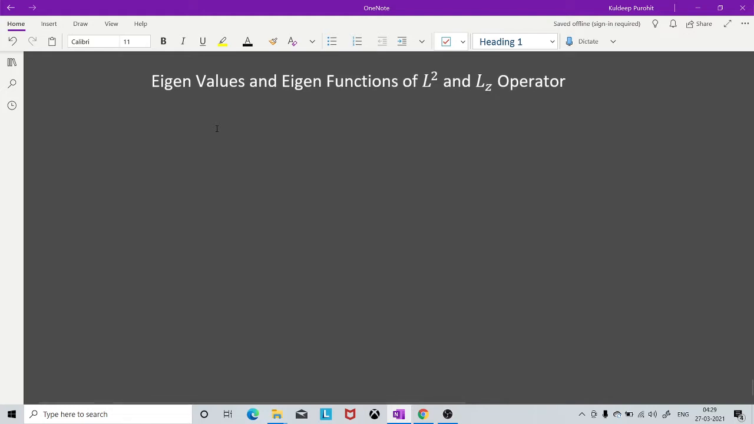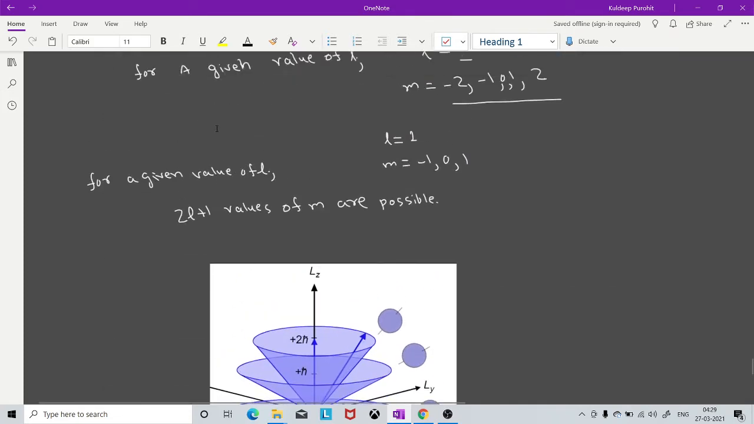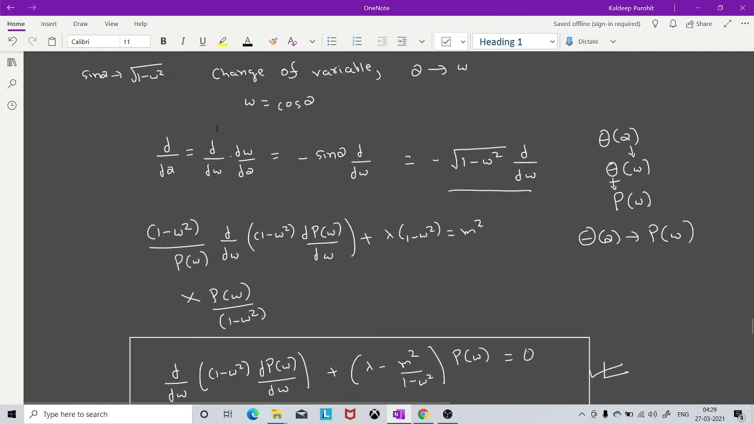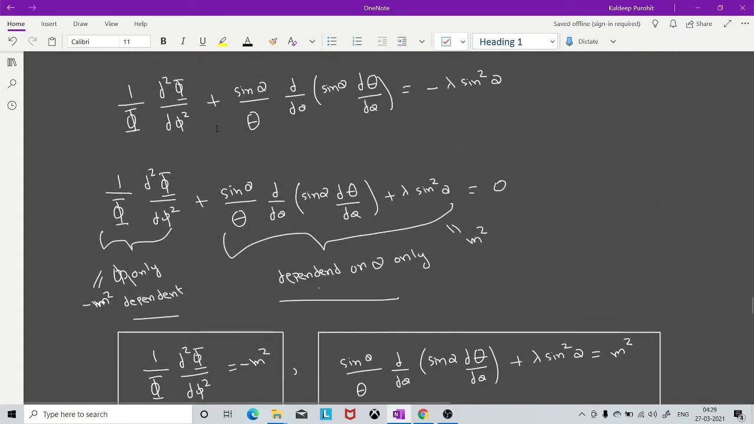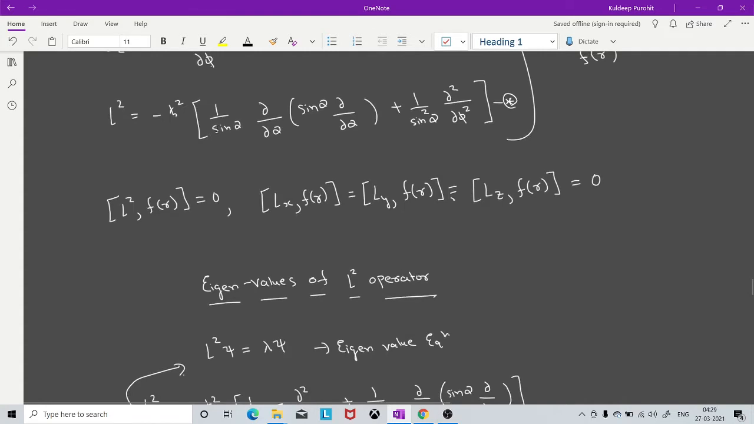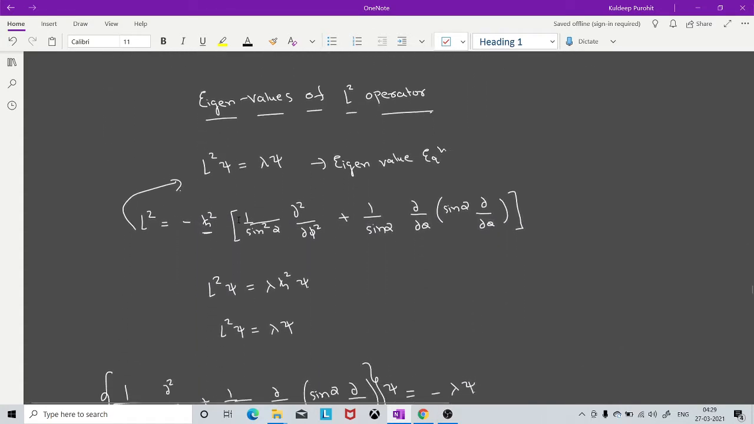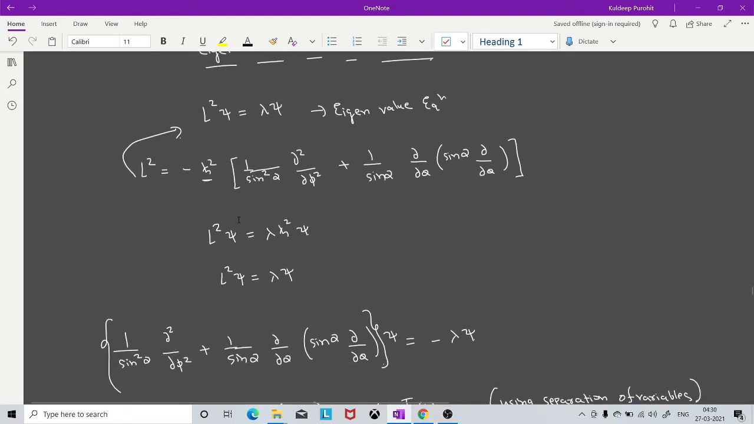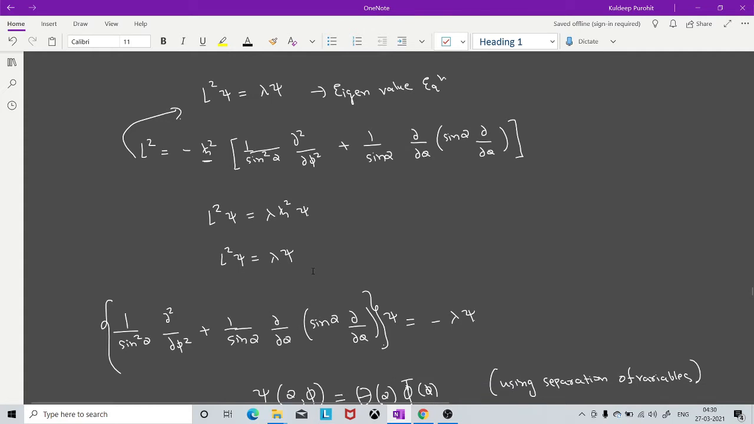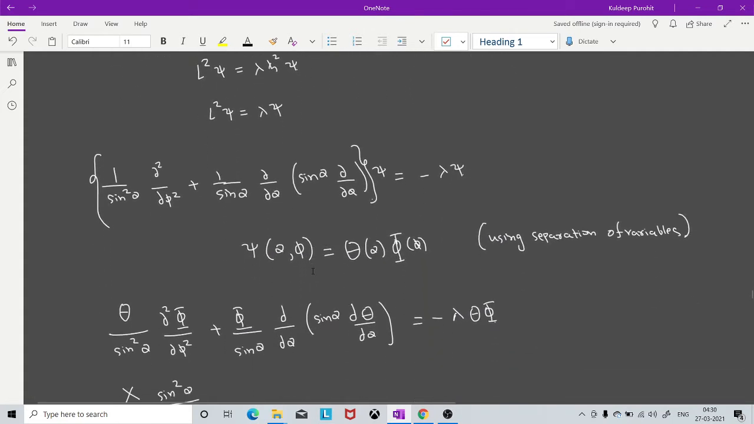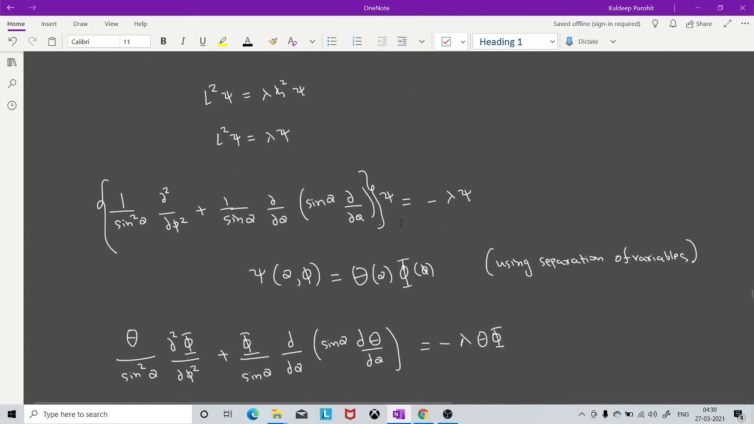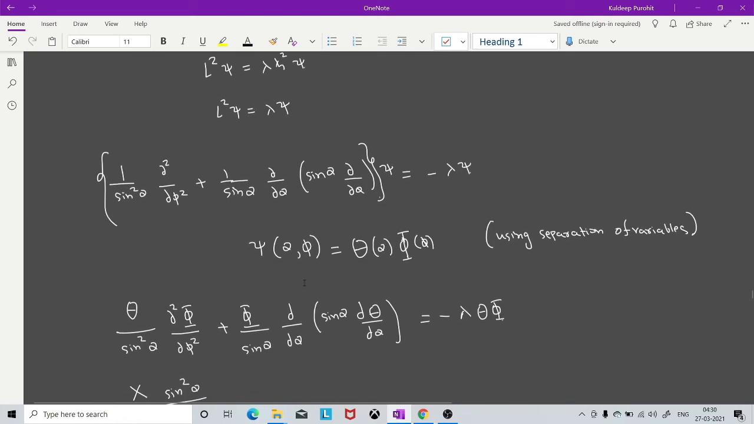So before starting this lecture, let me quickly recapitulate what we have done in the last lecture. What we were doing is that we were finding the eigenvalues of L square operator. For that, we first wrote the L square operator in terms of spherical polar coordinates, and this is how it looks. So L square operating on psi is equal to lambda psi.